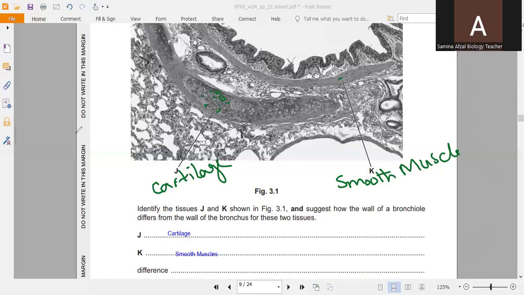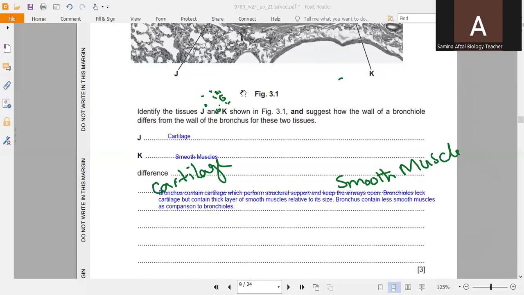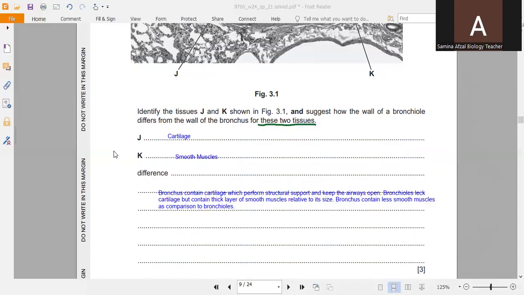Now, the next question is the difference between bronchus and bronchiole on the basis of these two types of tissues, that is the cartilage and smooth muscles. They are present in different ratios in the bronchus and bronchioles.